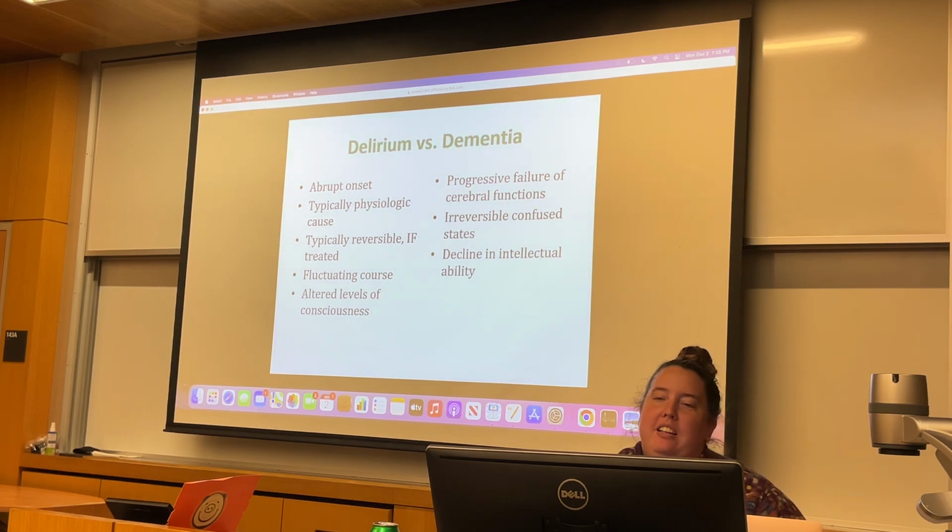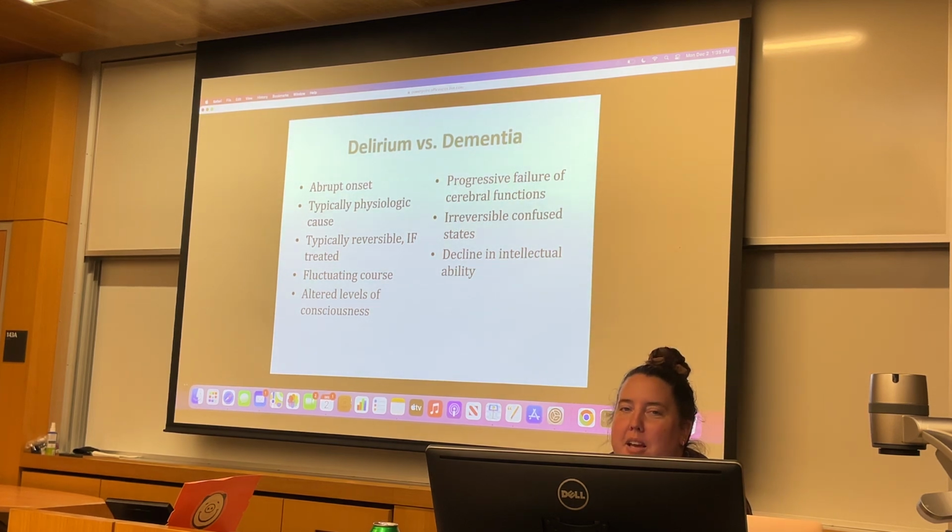All right. Delirium versus dementia. So delirium has an abrupt onset. Delirium is more acute, okay? It's more of something that comes and goes, and it happens. What's one disease we saw previously that causes delirium in the elderly? UTI. It's a big one. Okay. Abrupt onset, it is typically physiologic in cause, meaning there's something going on in the body.